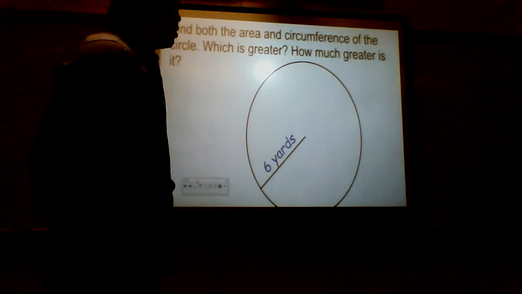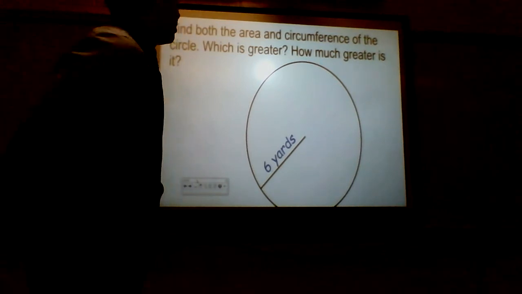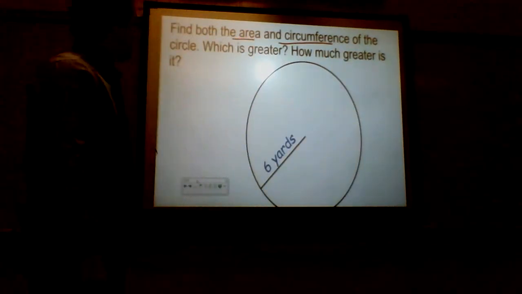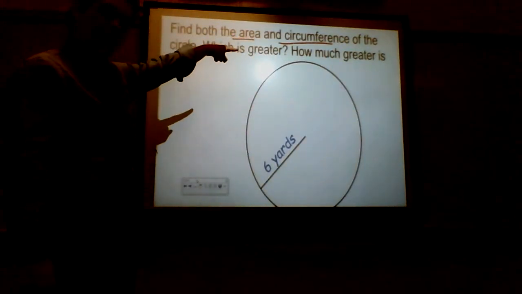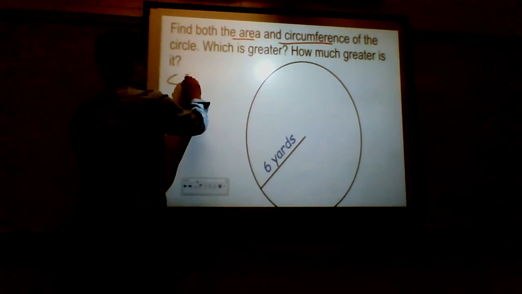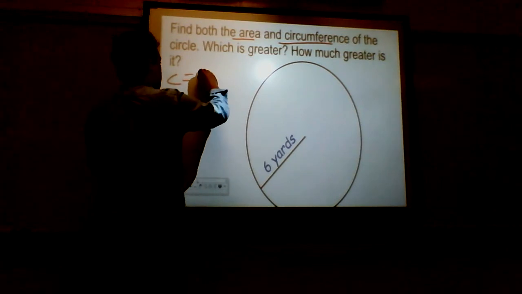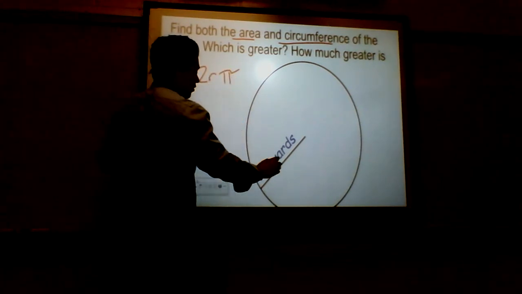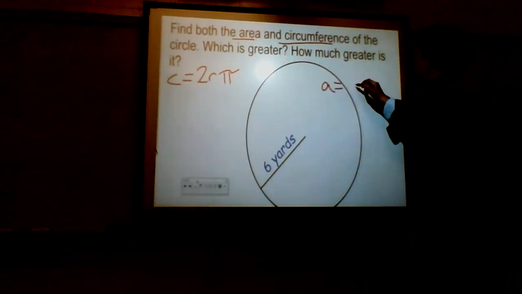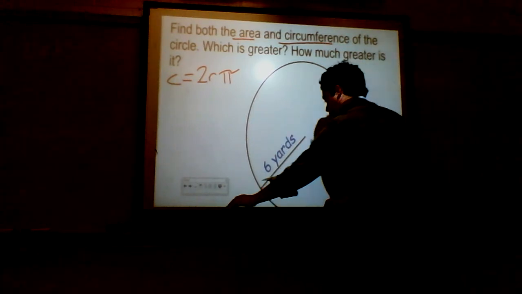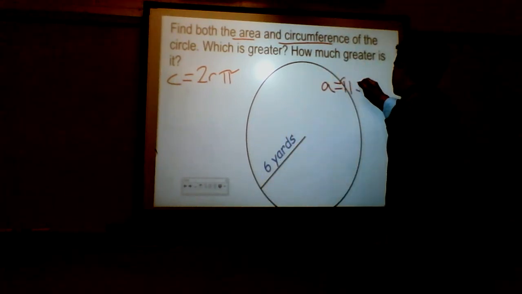So, problem asks for two things. It says find the area and the circumference. Pretty easy. And then it wants to know which one's bigger and by how much. So let's start with circumference. I know the circumference formula is circumference equals 2 times radius times pi. I know the area formula is area equals pi times radius to the second power.